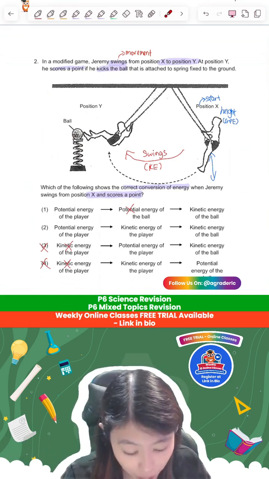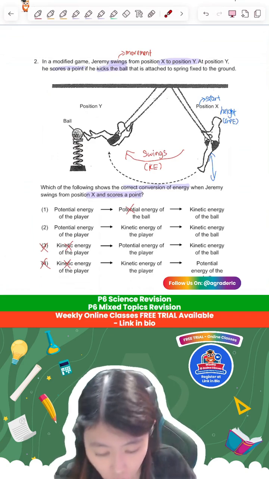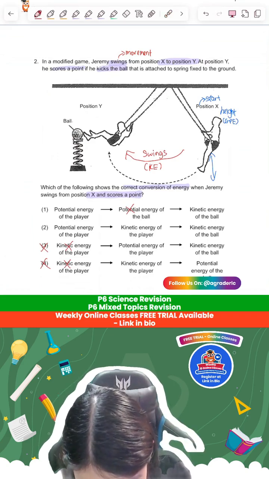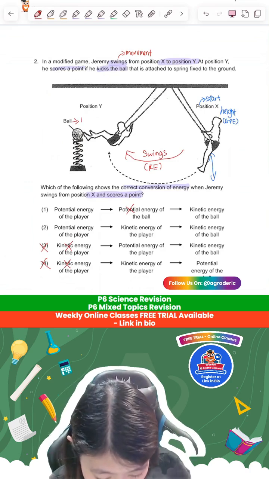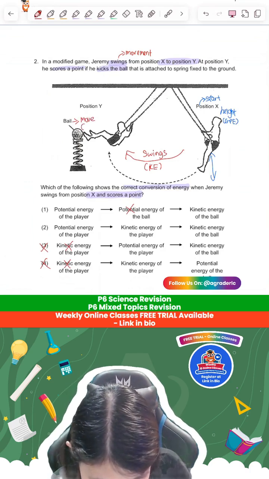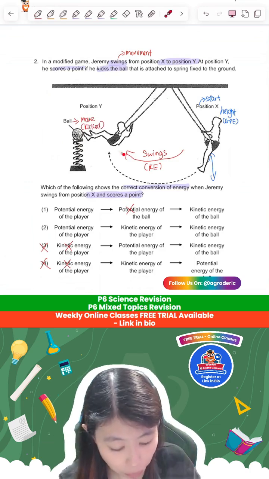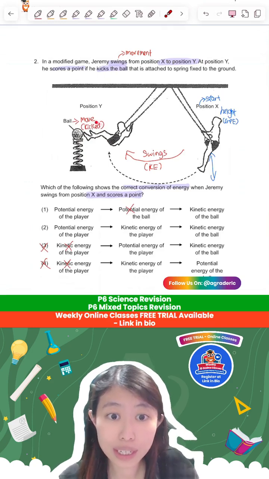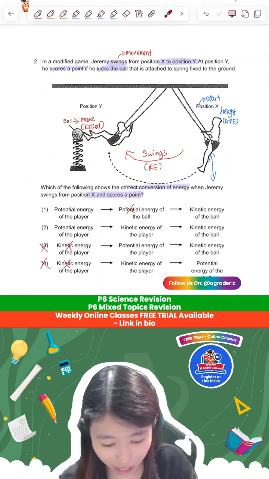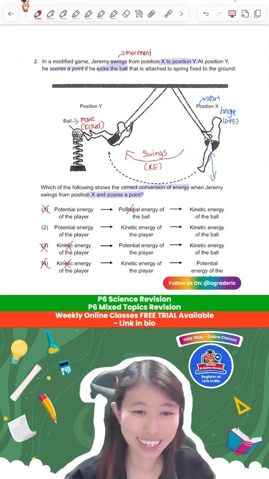After that, the person kicks the ball, right? Kick means the ball will move because it is being kicked. So the kinetic energy of the person will be converted to kinetic energy of the ball. So your answer is supposed to be number 2. Very good.